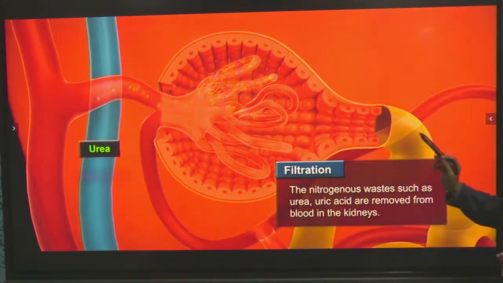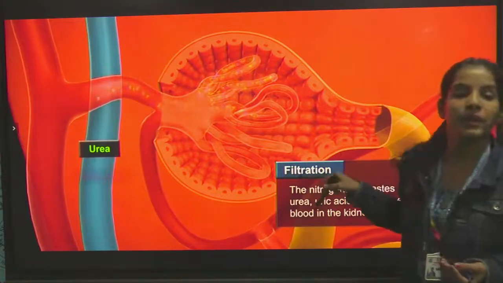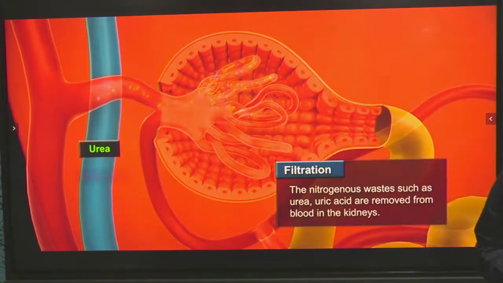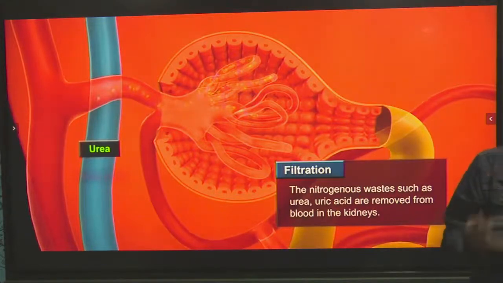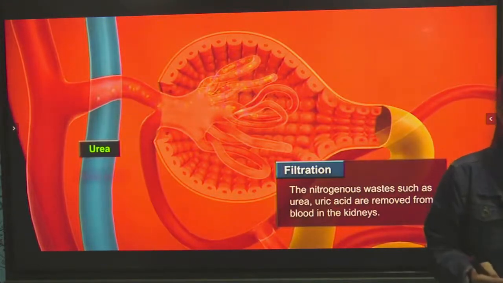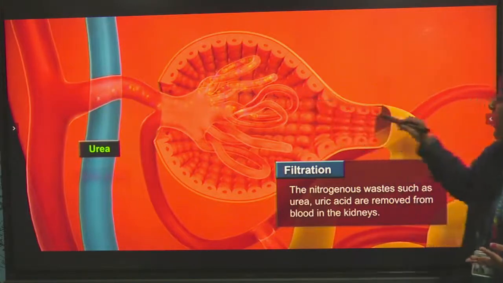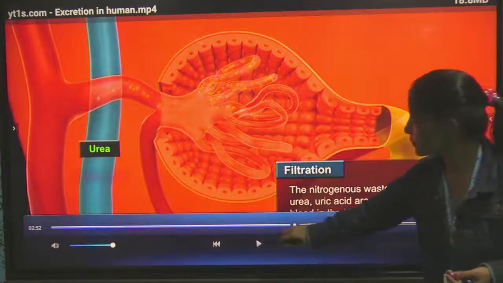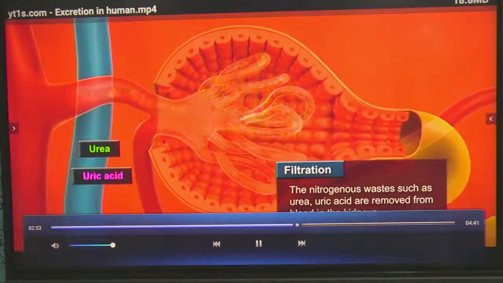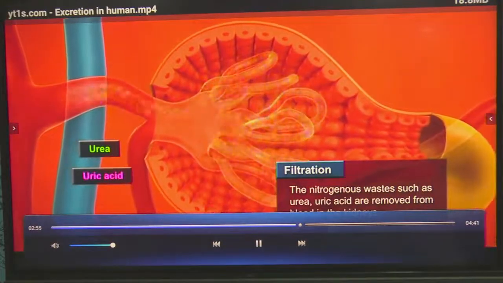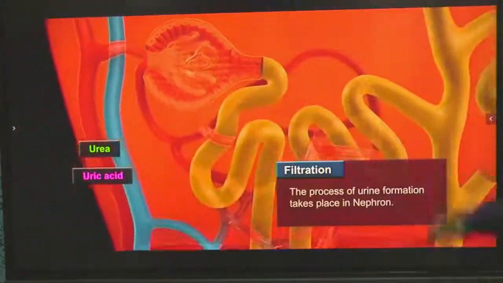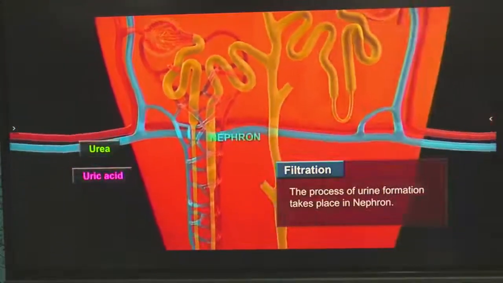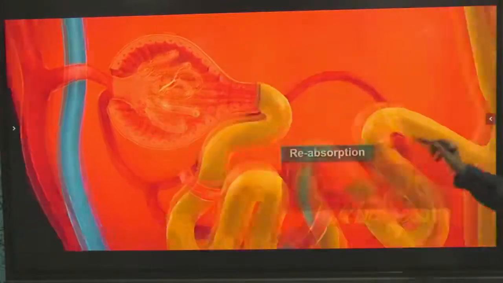Now what happened? During this filtration, along with the nitrogenous waste, some useful materials like glucose, useful amino acids also pass out in this tube. Clear? Okay. So the process of urine formation takes place in nephron. This is the whole nephron.